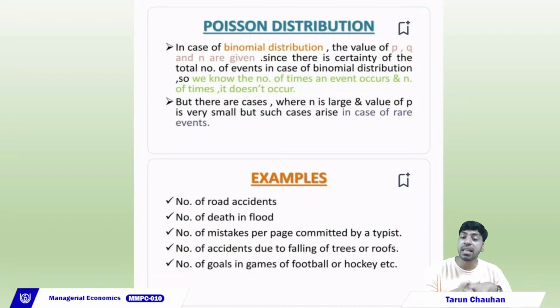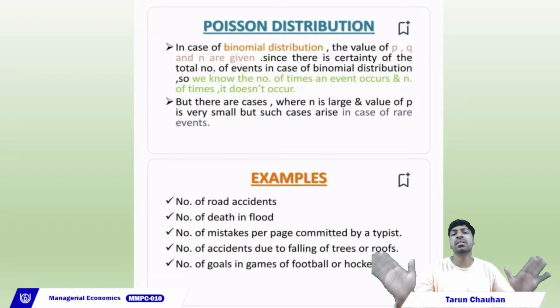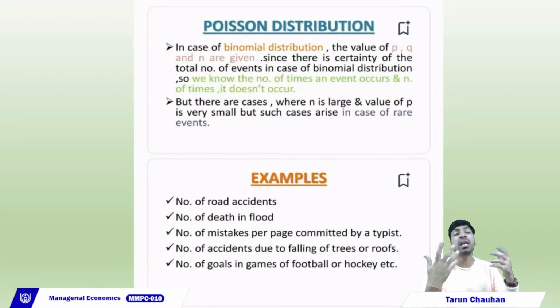That is, when n is large, and n is the number of times, it could be 100, it could be 500, and the value of p is very small. Such cases arise in the case of rare events. So what exactly is the Poisson distribution saying here? It models the possible outcomes in a population, not in a sample, but in a population.